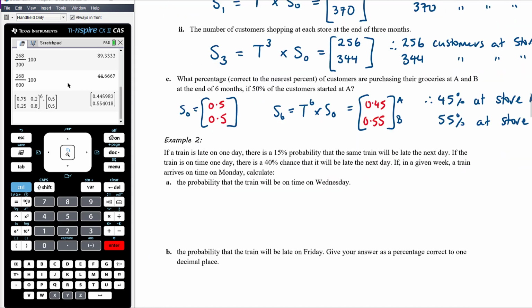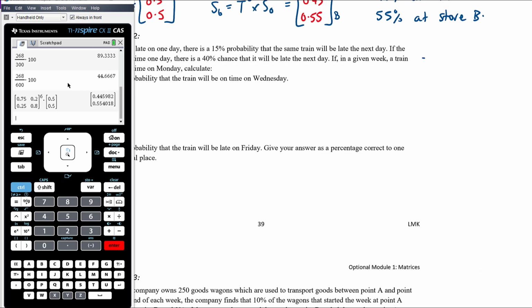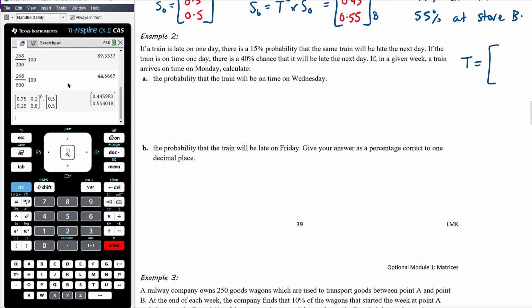Okay, second example. If a train is late on one day, there is a 15% probability that the same train will be late the next day. If the train is on time one day, there's a 40% chance that it will be late the next day. If in a given week a train arrives on time on Monday, calculate... Okay, let's form our transition matrix first. So I'm just going to do that off to the side over here. Should leave myself some room.